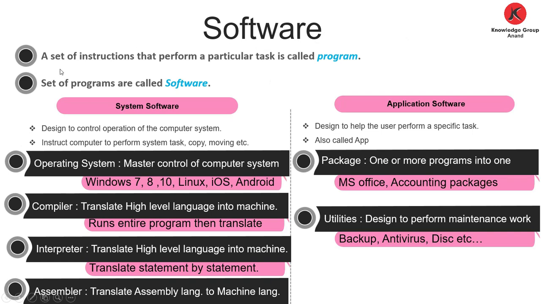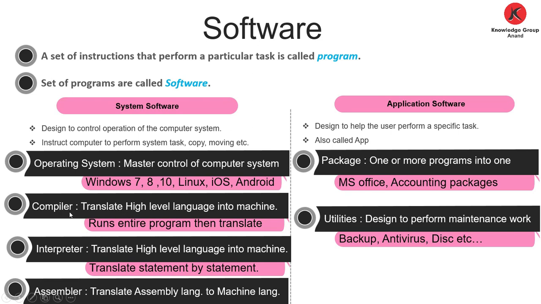Now the software: a set of instructions that perform a particular task is called a program. A set of programs is called a software. There are two types of software: system software and application software. System software is designed to control the operation of the computer system, and it instructs the computer to perform system tasks like copying, moving, etc. System software, for example, is the operating system. The master control of the computer system is the operating system, like Windows 7, Windows 8, 10, Linux, iOS, Android. These are called operating systems, and it is the master control of the computer system.